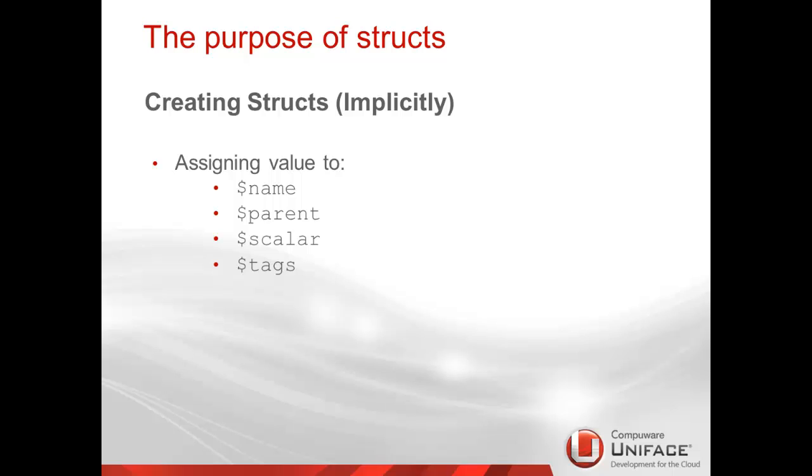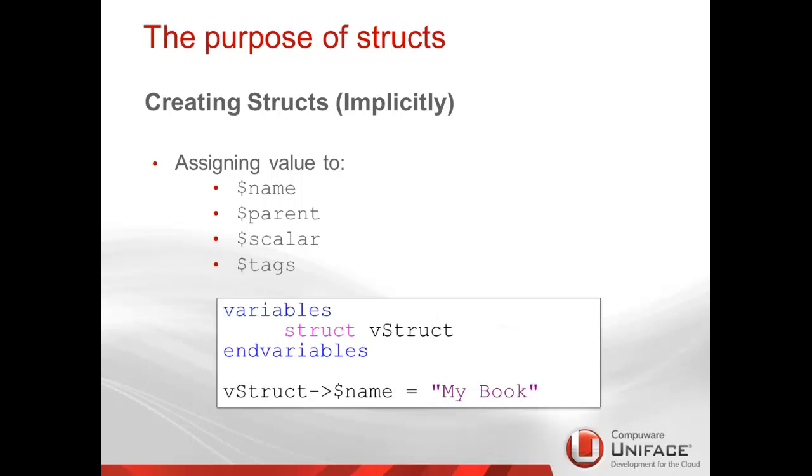Or we can implicitly create a struct in the following ways: assigning a value to an allowed struct function, $name, $parent, or $scalar, or to $tags. For example, with this instruction, vstruct dereference $name equals mybook, we will create a new struct with the name mybook.